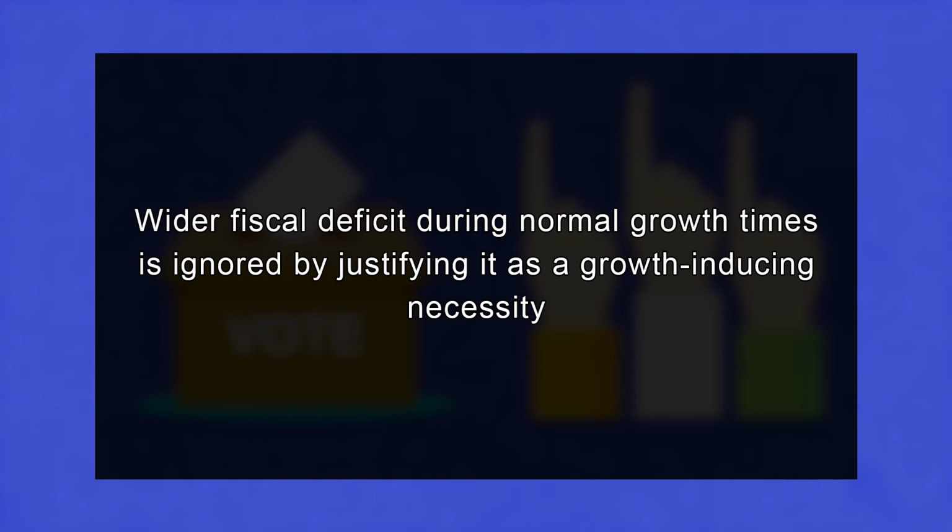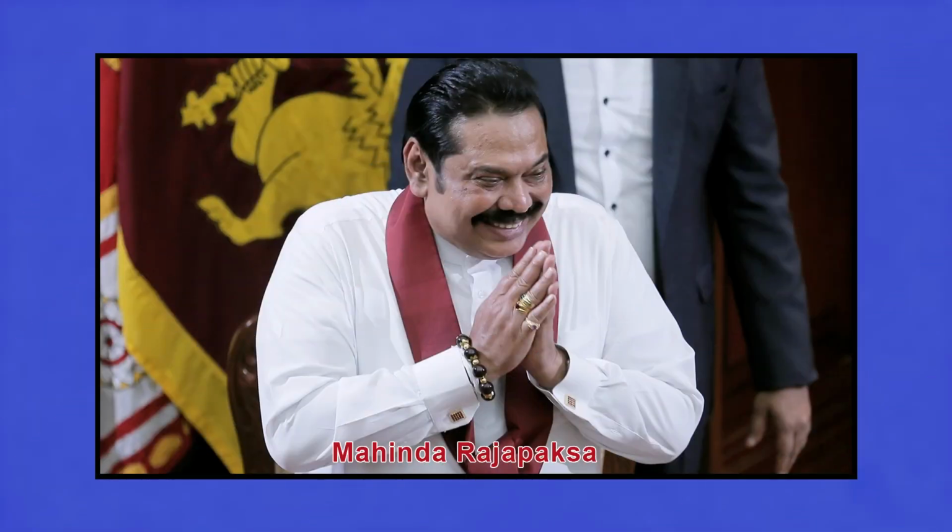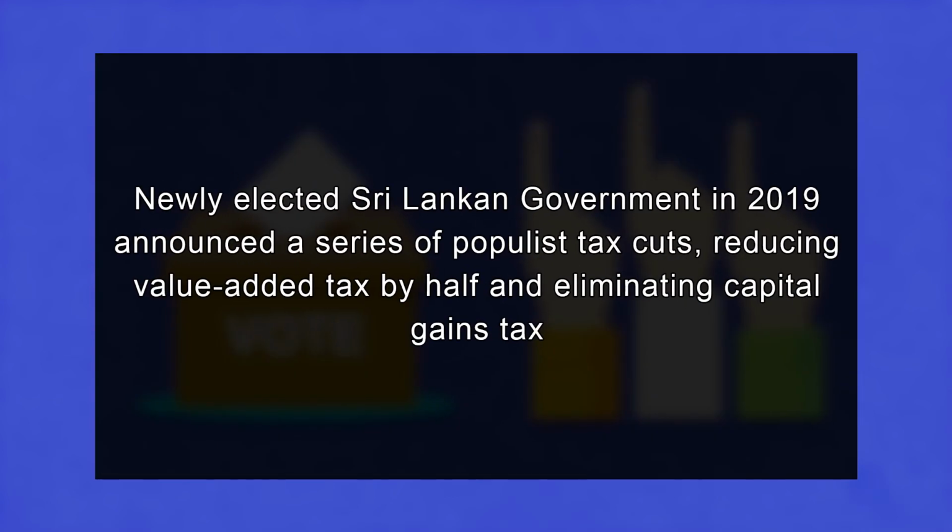For instance, a vital fiscal deficit during normal growth times is ignored by justifying it as a growth-inducing necessity. Such a fiscal deficit can be caused by either an increase in expenditure or by reducing taxes. And this is what the Rajapaksa government did in 2019. The newly elected Sri Lankan government in 2019 announced a series of populist tax cuts, reducing value-added tax by half and eliminating capital gains tax.